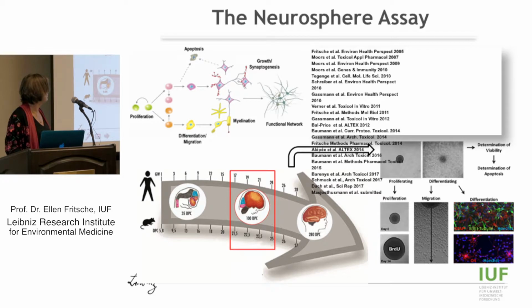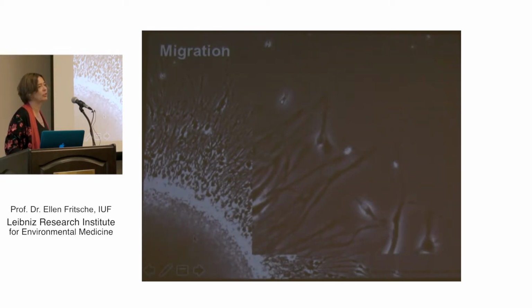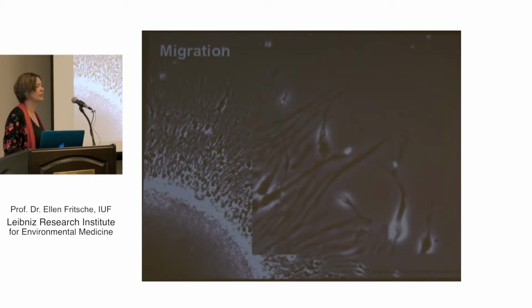So these cells work in 3D, they grow in 3D spheres, they proliferate in 3D, but then they migrate on the surface and they differentiate into different brain cell types. And to give you a little live view of how this looks, these cells don't migrate out randomly, but there's a lot of communication between the different cell types.